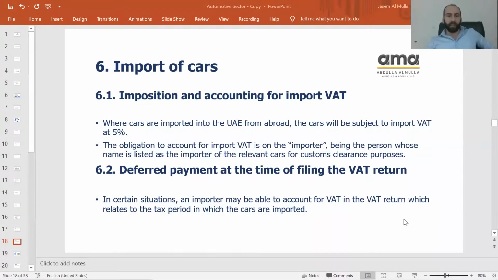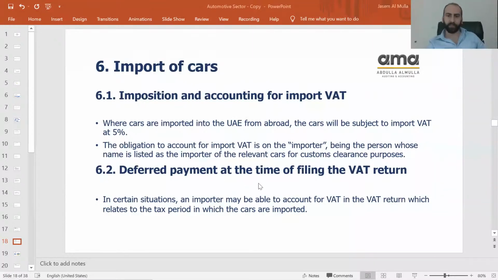The obligation to account for import VAT is on the importer, being the person whose name is listed as the importer of the relevant car for customs clearance purpose. The mechanism for accounting for VAT on imported cars depends on the VAT registration status of the importer at the time of importation.